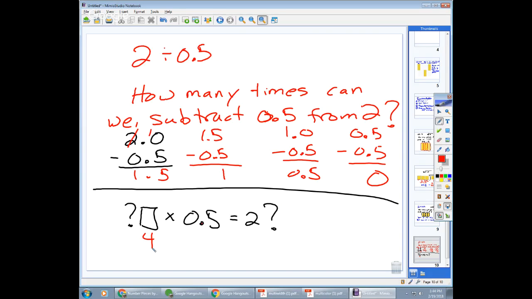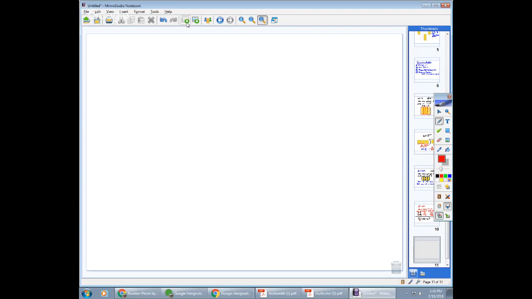All right, so let's do a couple more examples and then we'll nail our algorithm down. New page. How about 2 4/10ths divided by 4/10ths? So think about that in terms of an answer and a model.